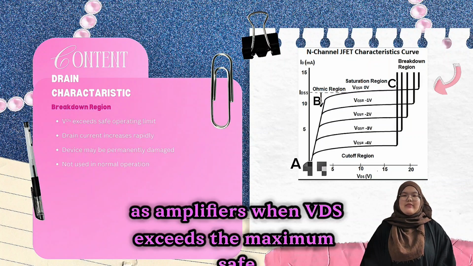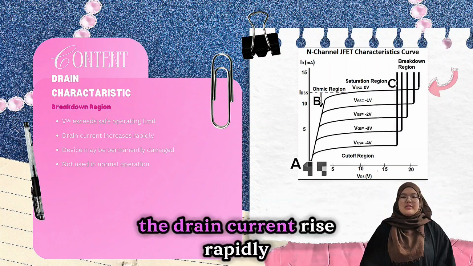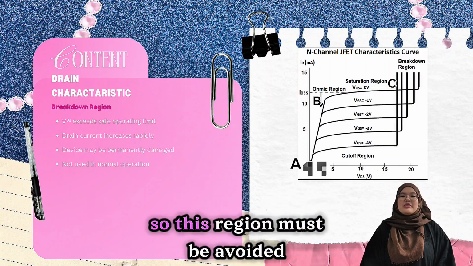When VDS exceeds the maximum safe value, the JFET enters the breakdown region. The drain current rises rapidly and can permanently damage the device, so this region must be avoided.